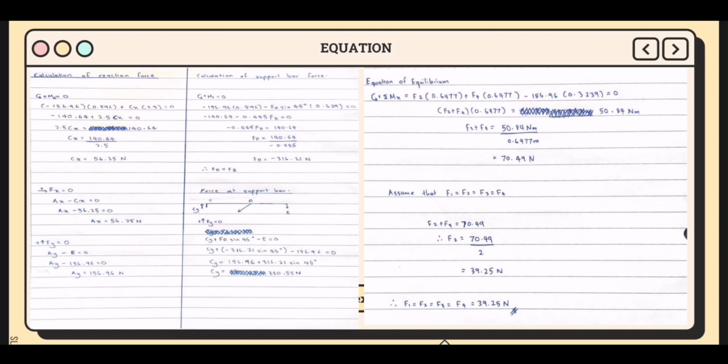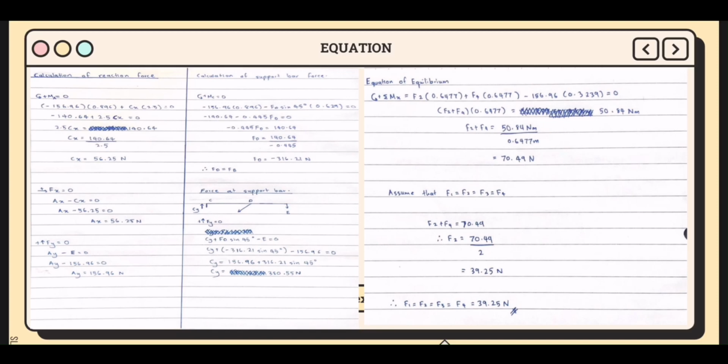After that, to find Ax, we use summation of Fx equal to 0. The forces on the x-axis are Ax and Cx, and if we subtract both of them, we get 0. So to find Ax, we substitute the Cx value in the Ax minus Cx equal to 0 equation and move negative 56.25 to get the Ax value.